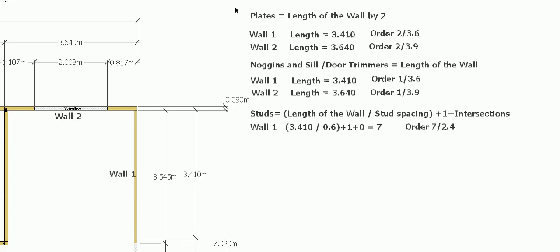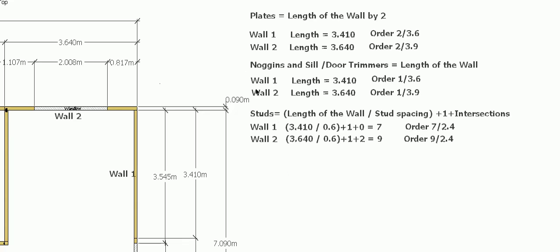For wall 2, all right, 3.640 meters long divided by 600. Again, that gives you around 5 point something studs. So you're going to say 6 studs for that part of the equation. Plus our 1, that gives you 7. And then with wall 2, you have this wall here, it butts in there, and this wall here, it butts in there. So we have 2 intersections. So our 7 plus 2 gives us 9 studs. So 9 at 2.4 for our studs. So they're just our common studs.